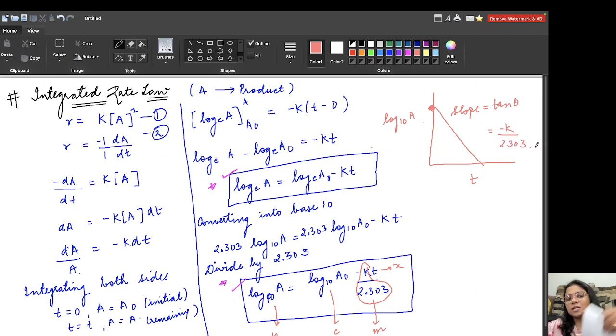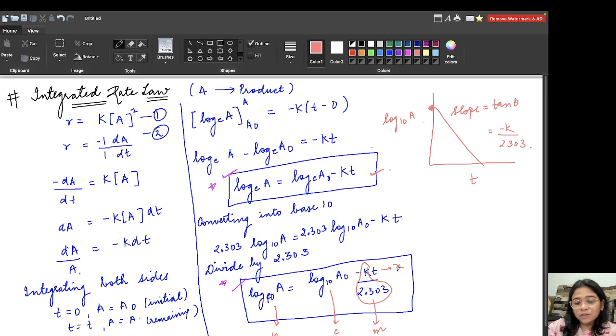This is how you represent your integrated rate law. Log base e of A equals log base e of A naught minus kt. Just multiply, convert it into your log base 10. You will be getting log base 10 of A equals log base 10 of A naught minus kt upon 2.303.